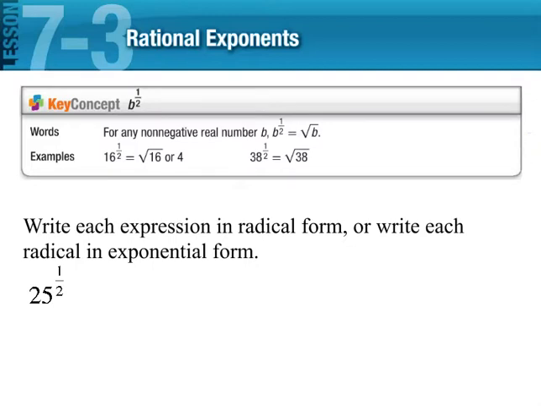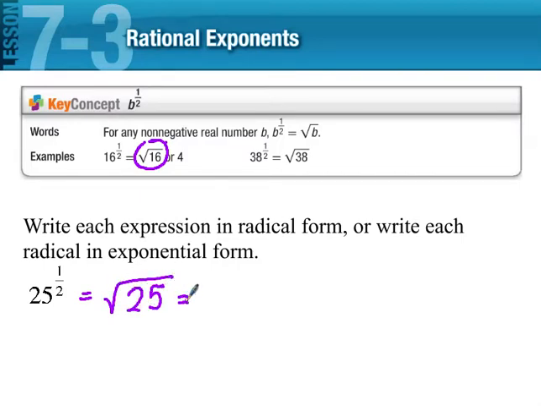It says, write each expression in radical form, or write each radical in exponential form. So basically what this means is that if I have a fractional exponent, I need to put it in radical form. Radical form is this. It's the square root. That's what we call a radical. So if I see 25 to the 1/2, that just means the square root of 25, right?